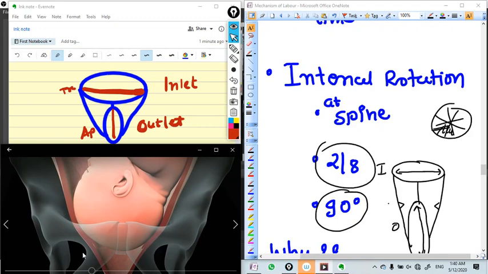It was in the transverse diameter, but it had to rotate to come into the AP diameter, because the AP diameter is the greatest diameter of the outlet, and only by rotating can it cross the pelvis. So what happens? The fetal head rotates. See, you see in this video.